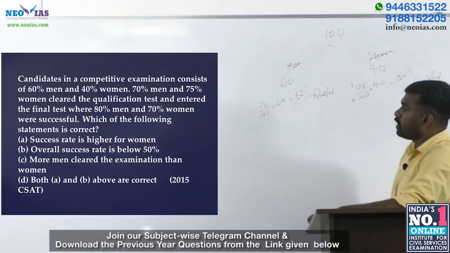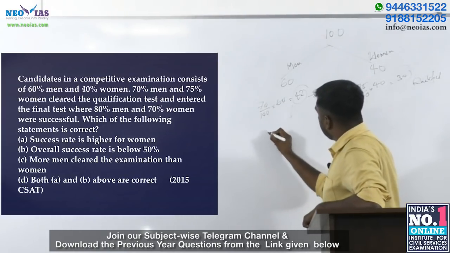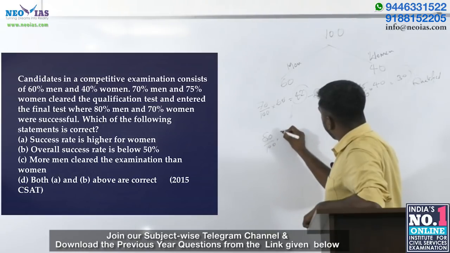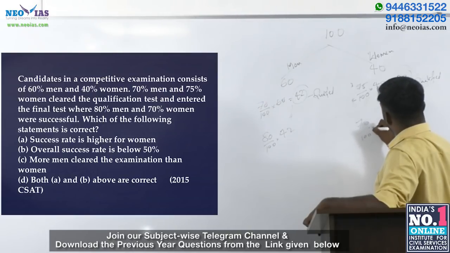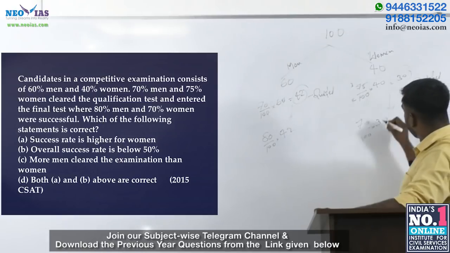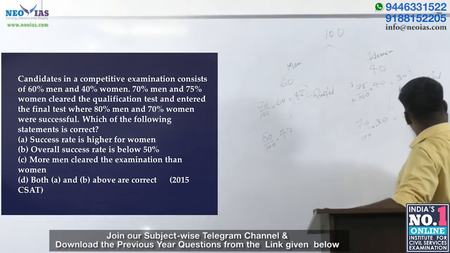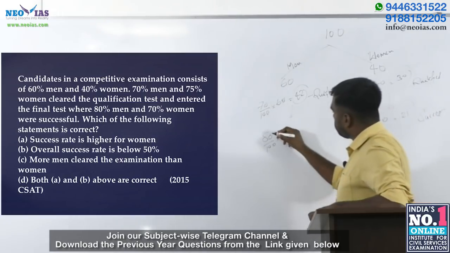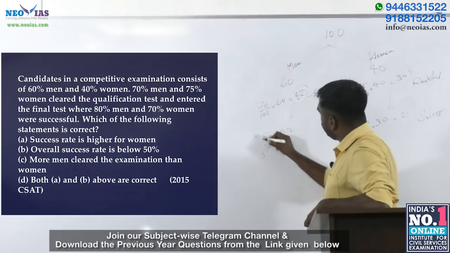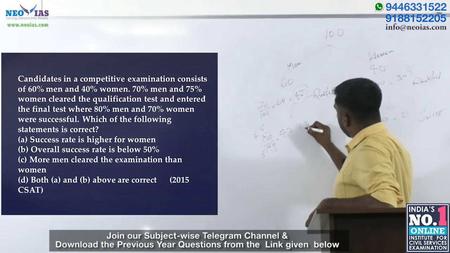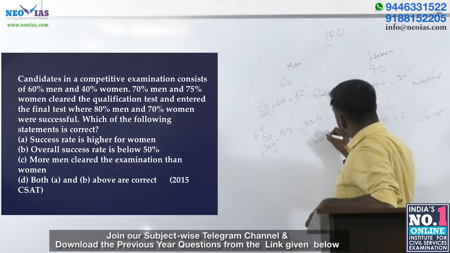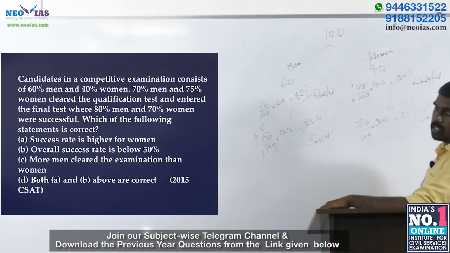Now, mains is there, where 80% of men and 70% of women were successful. So, here also in the next stage, 80% of men and 70% of women were successful, right? So, here it becomes 21 who are successful. 4 by 5 or 8 by 10, 8 by 10 into 42 means 33.6. So, this much is the successful men and this much is the successful women.